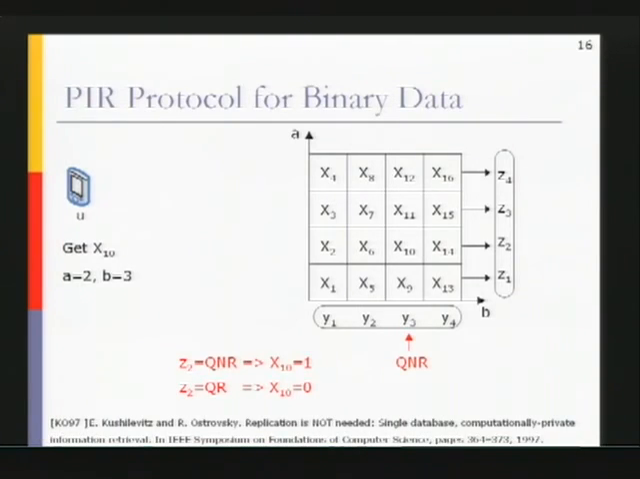So the intuition is the following. The only way I could have obtained a QNR is if Y3 is included in the product, right? We have seen earlier that if I multiply 2 QRs, I only get a QR. So the only way for this Z to be a QNR is if Y3 was included in the product. And Y3 is included in the product for the corresponding row only if X10 was 1, right? Questions?